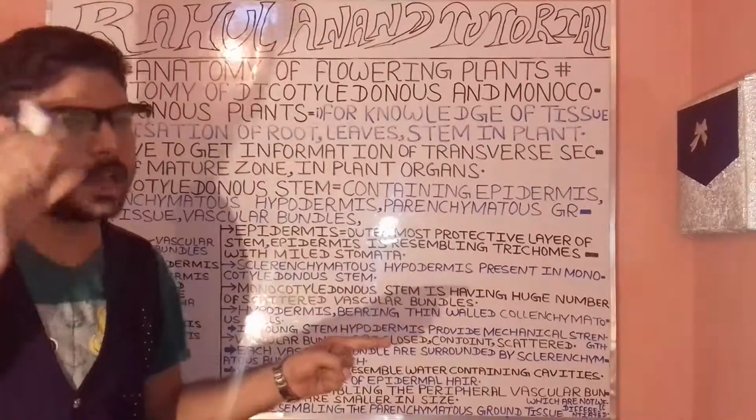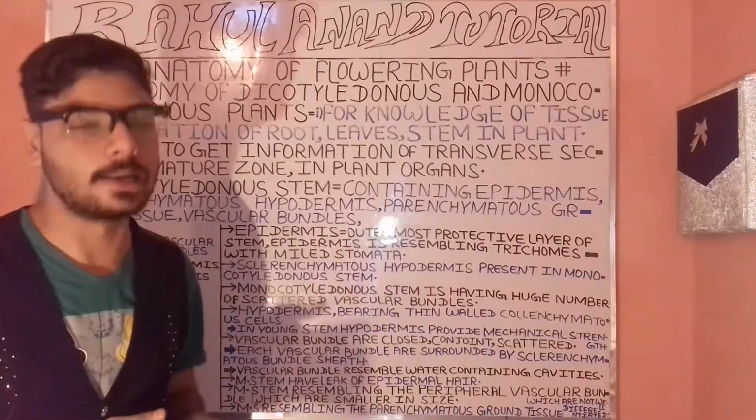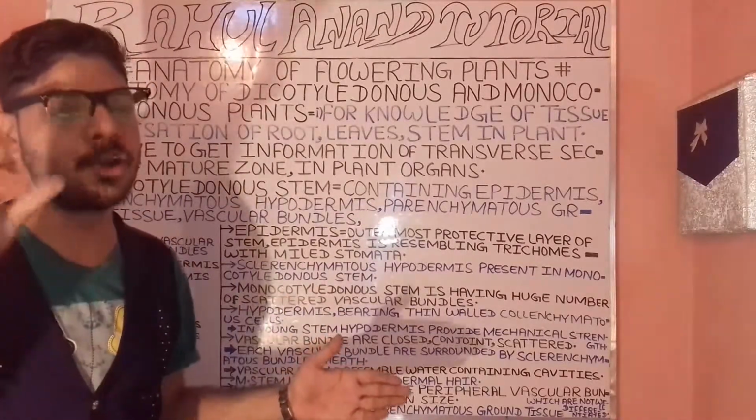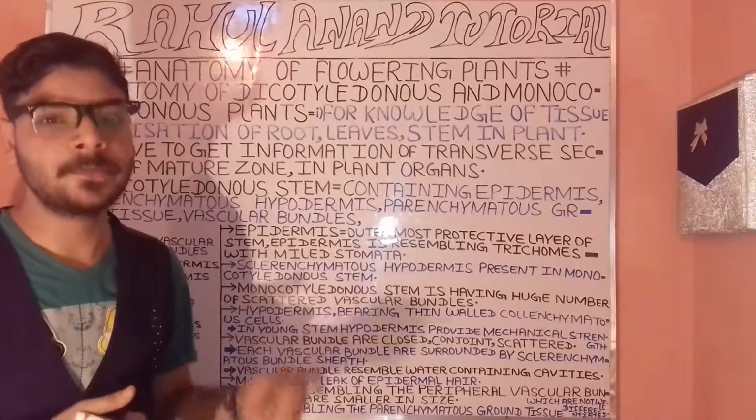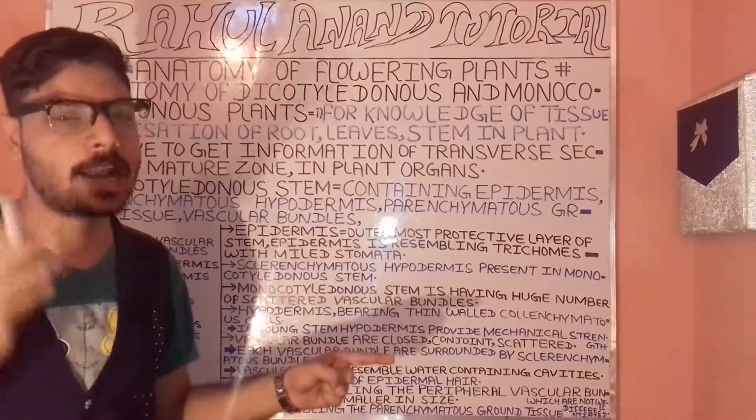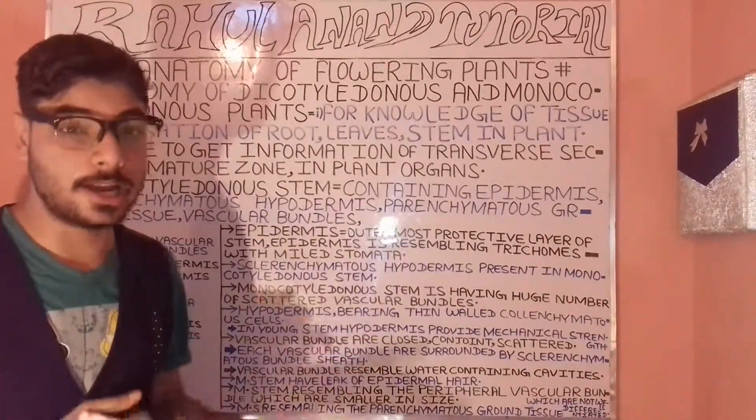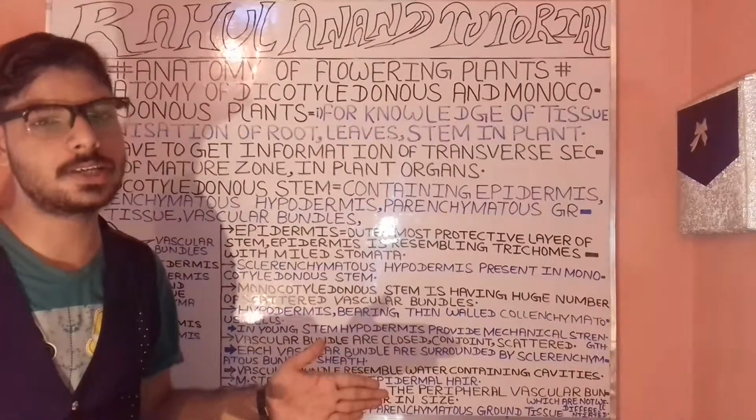Now let's begin with the very interesting topics which are often asked in your NEET, AIIMS, and the All India Pre-Medical Examination. These belong to which chapter of your book? These belong to the chapter on the anatomy of flowering plants. So now let's understand about this.